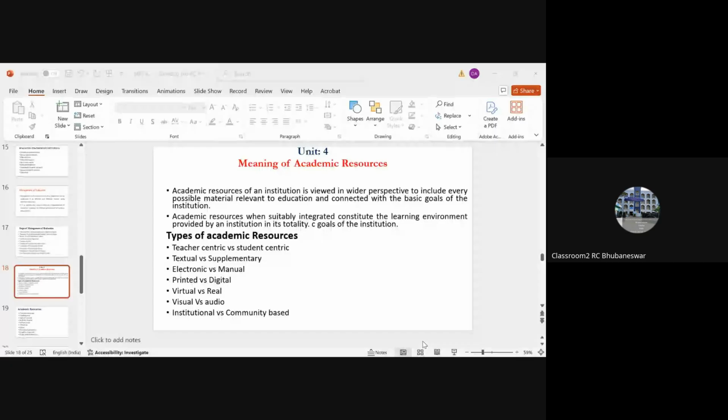Yes or no? Yes, sir. Definitely, if the learning environment is different, automatically the exposure and the experience of all the students are different. So according to the need, the resource is required, and that should be different from place to place, area to area, community to community.